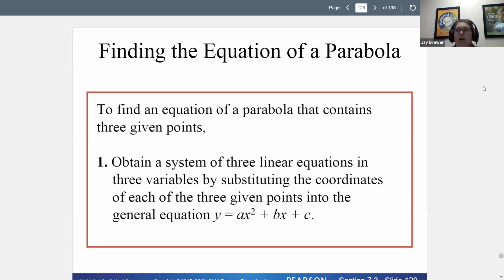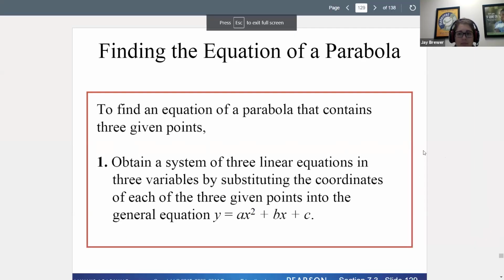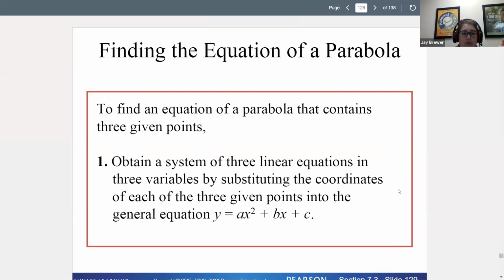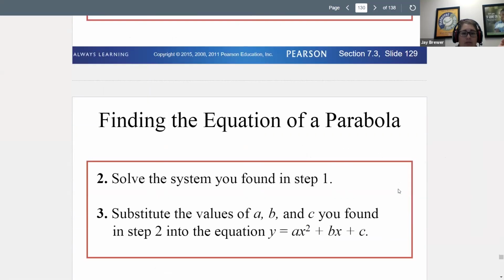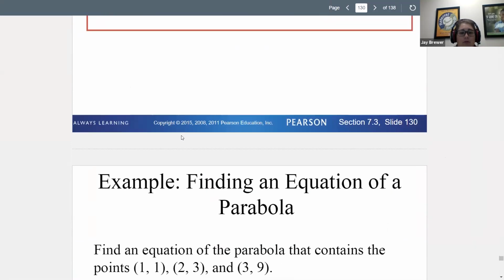How am I doing on time? Oh, okay. We're good. All right. So, like I said, we're going to start off with the 3 system, but you have to actually create it. So that's where this problem becomes highly tricky, okay? So, I'm going to walk you through this.